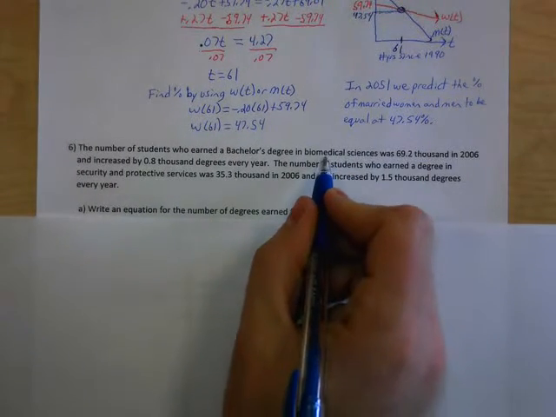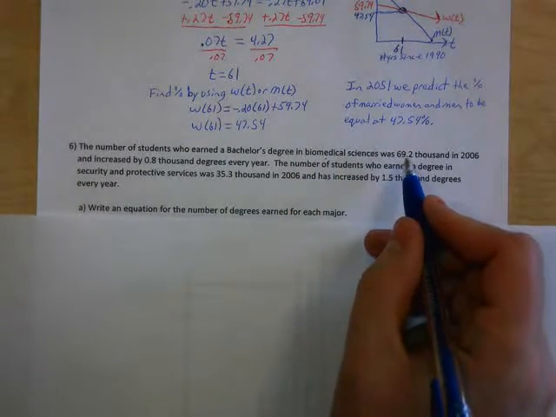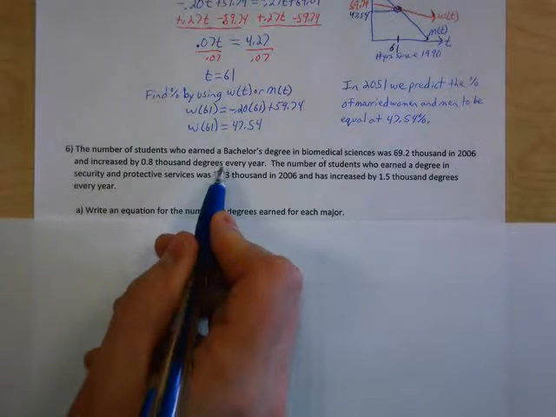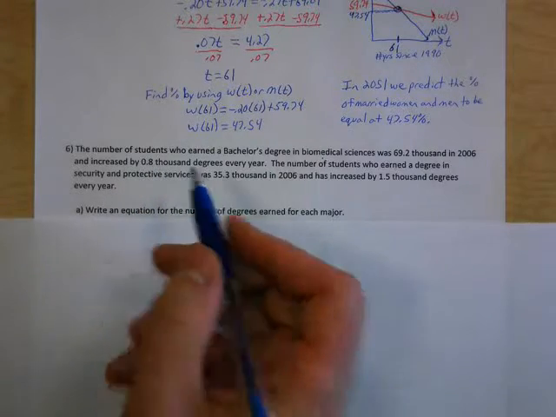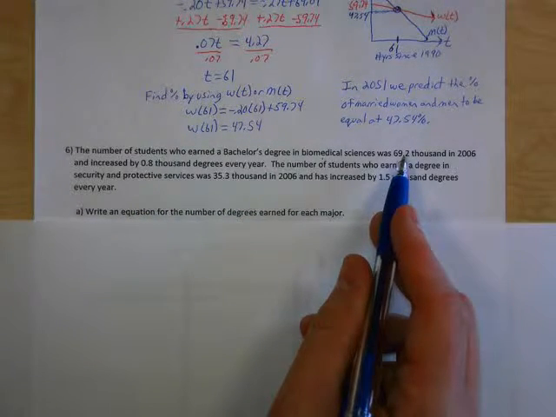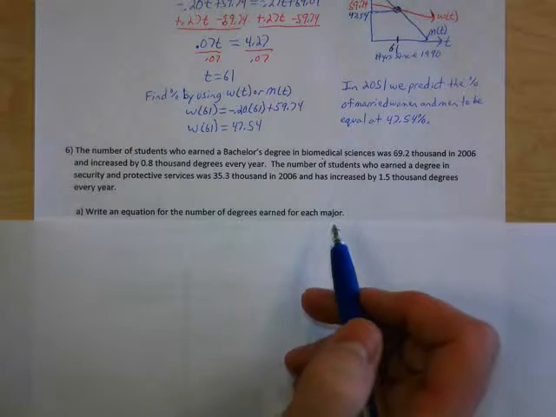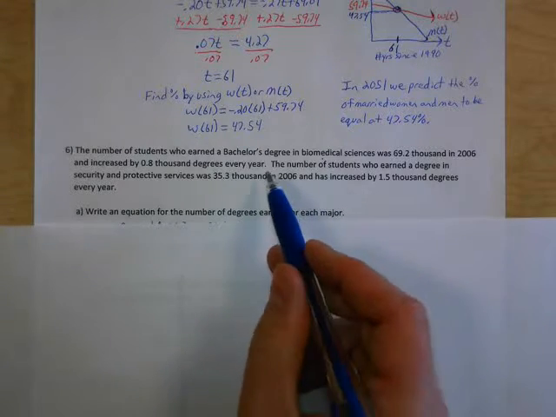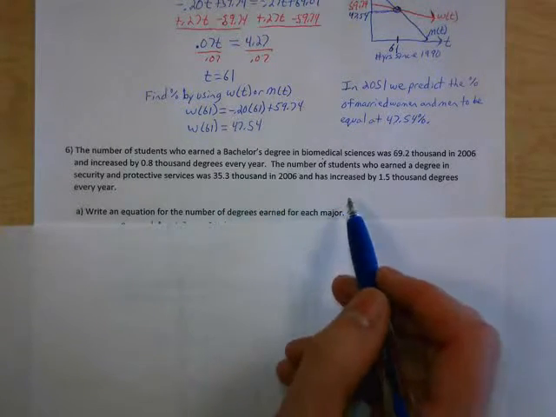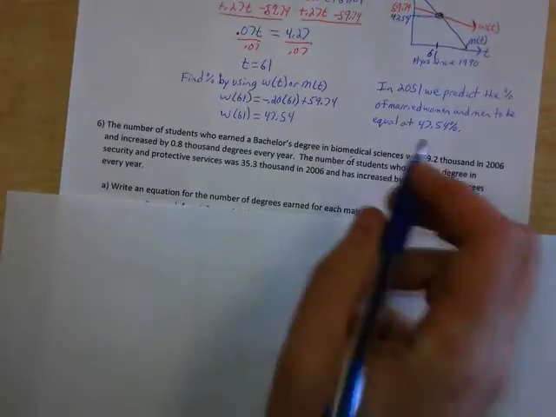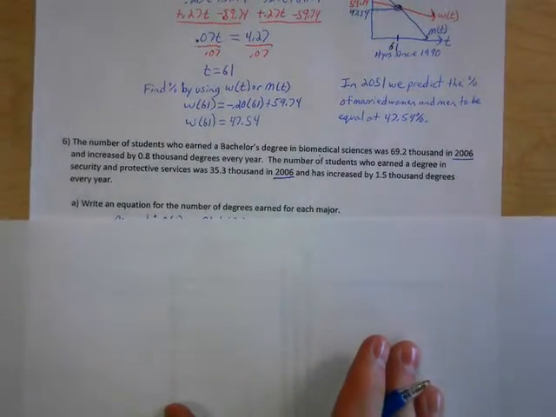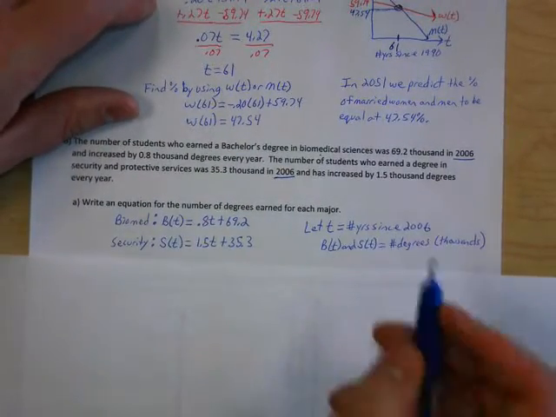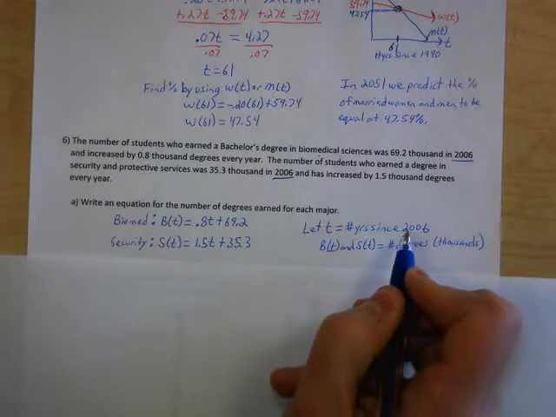So the biomed sciences started at 69.2 thousand and increased by 0.8 thousand degrees every year. So that 0.8 thousand tells you the slope, and then the 69.2 would be the starting value, or the y-intercept. And then similarly, for the security and protective services, they started at 35.3 thousand and increased by 1.5 thousand. Now notice, we're looking at the same year for each of them to start with. So that's important.